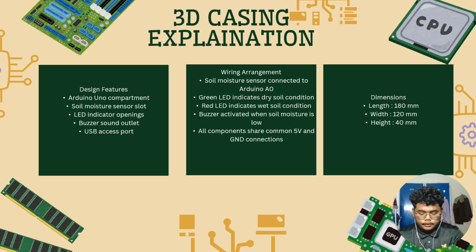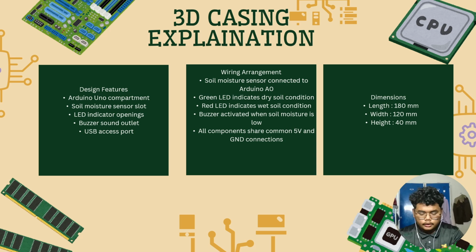The main design features include a compartment for the Arduino Uno, for the soil moisture sensor, LED indicator openings, the buzzer sound outlet, and a USB access port for programming and power supply. The overall dimensions of the casing are 180 millimeters in length, 120 millimeters in width, and 40 millimeters in height. This provides sufficient space for all compartments while maintaining a compact design.